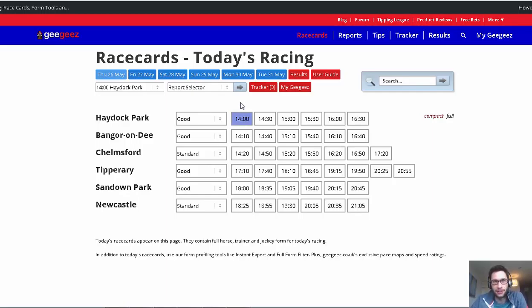I kind of have three bits to putting together that part of the post now. You've seen the first part. The second part involves using the stats and the stats reports within Geegeez Gold. And the third part involves using my trainer track profiles report, noting down any horse of interest from all of that lot, and trying to narrow down on a value bet or two.